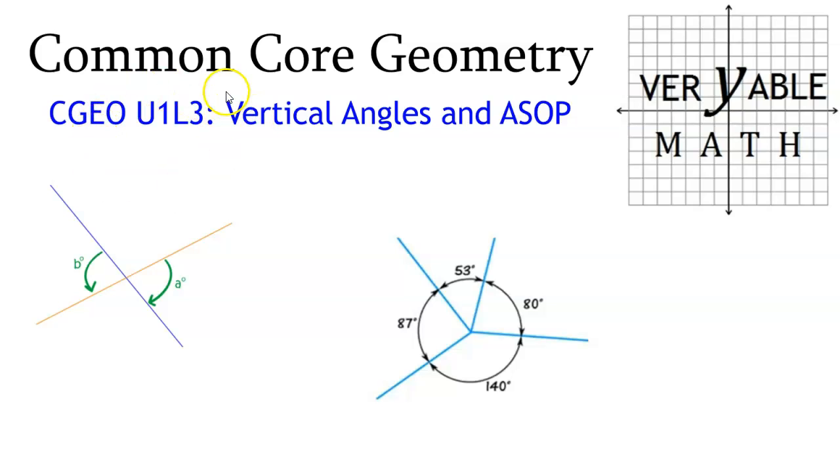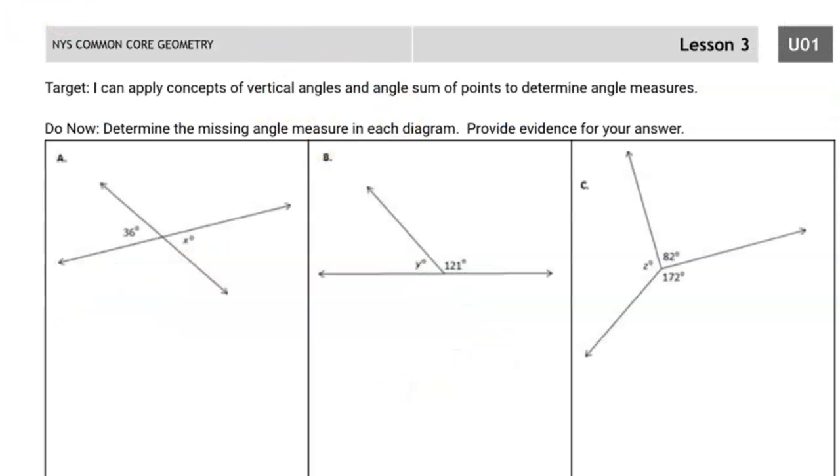Hello students, this video is for the Unit 1 Lesson 3 on vertical angles and ASOP, which stands for angle sum of points. We're going to be talking about two other strategies to figure out missing angles in diagrams using what information you are given in the diagrams. Let's first take a look at the learning target.